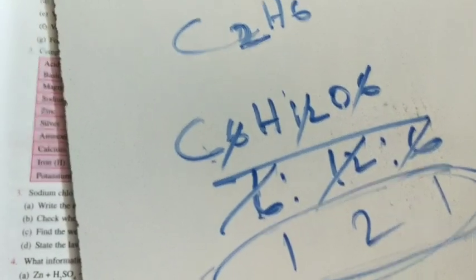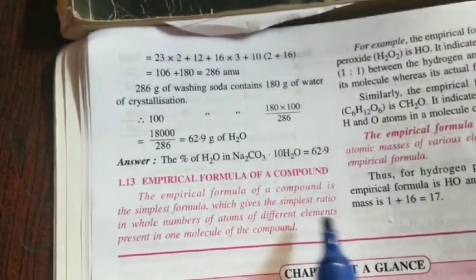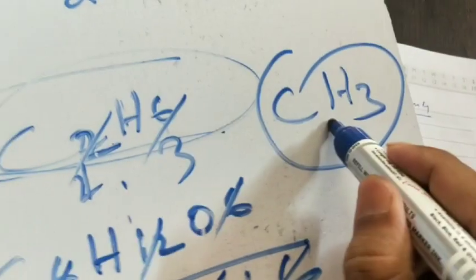According to the definition, the empirical formula of a compound is the simplest formula which gives the simplest ratio in whole numbers. That I have given here with an example. In C2H6, what is the simplest ratio? C2H6 is the molecular formula. What is the empirical formula? 2 1 is 2, 2 3 is 6. That means CH3. CH3 is the empirical formula of C2H6. In this way, we find the empirical formula of different molecular formulas.